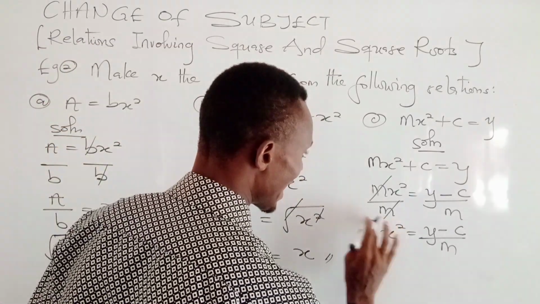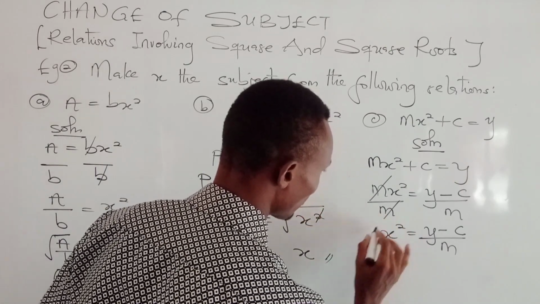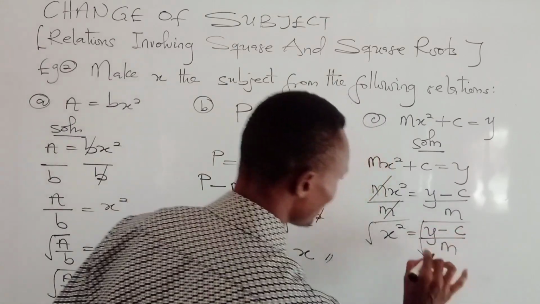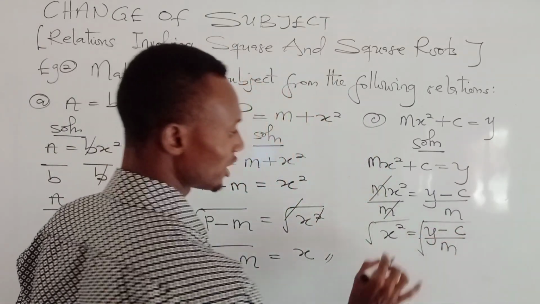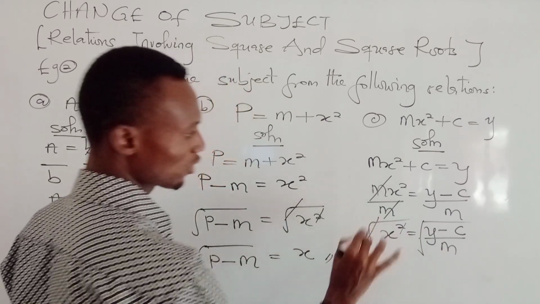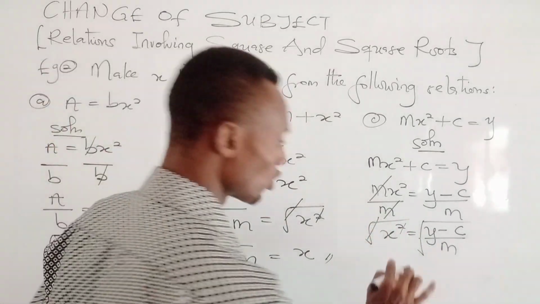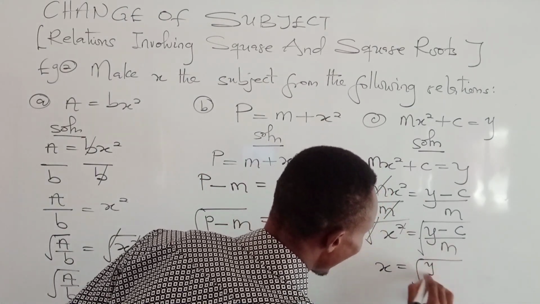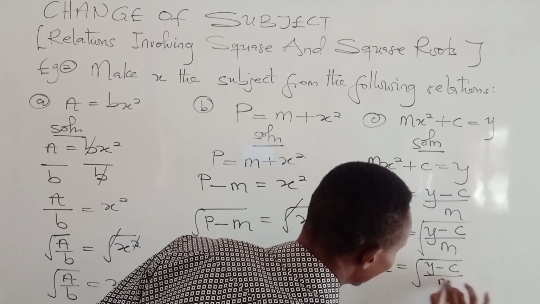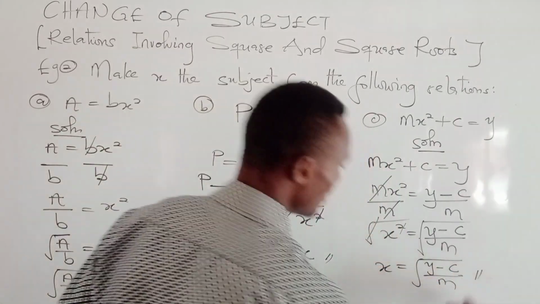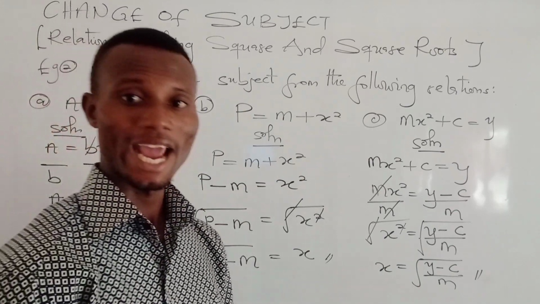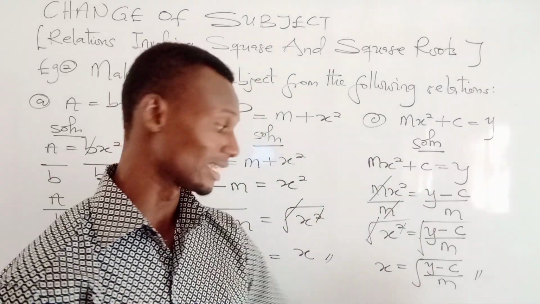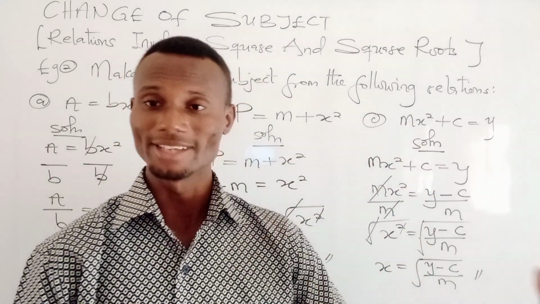From here I'm going to take square root of both sides of the equation. So I'll take square root of the s squared, then I'll take the square root of this expression as well, so that this power 2 will cancel the square root sign away. I hope you agree with me. So I have my s equals square root of y minus c all over m, and that becomes my final answer for making s the subject. You can see that s is standing alone from this given equation. Nothing is attached to s, so it means we've made s the subject.